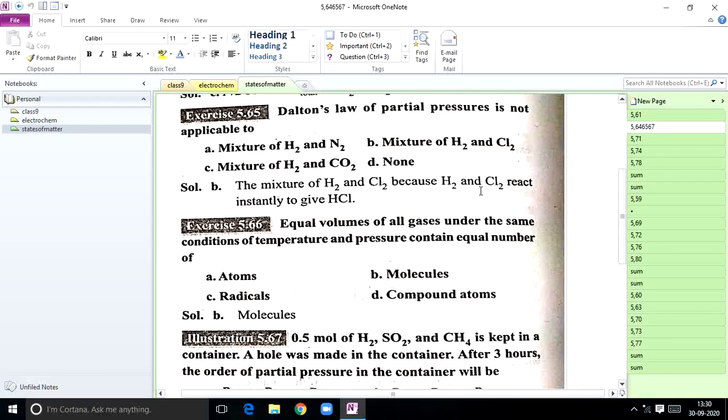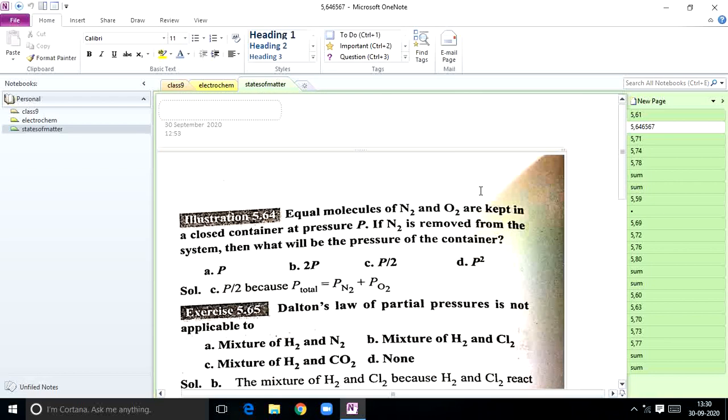See students, very easy theory questions, quick. Equal volume molecules of nitrogen and oxygen are kept in a closed container at pressure P. If nitrogen is removed from the system, then what will be the pressure of the container? Equal molecules. So according to Avogadro's law, equal molecules of nitrogen and oxygen contain equal volumes. So number of moles is directly proportional to volume here.